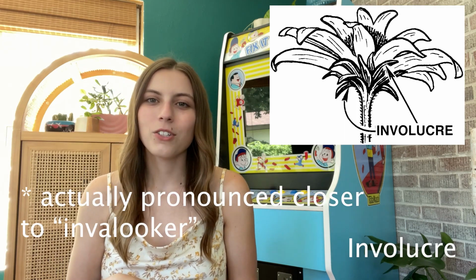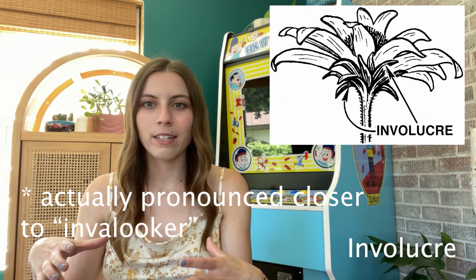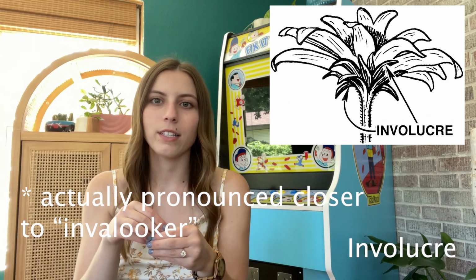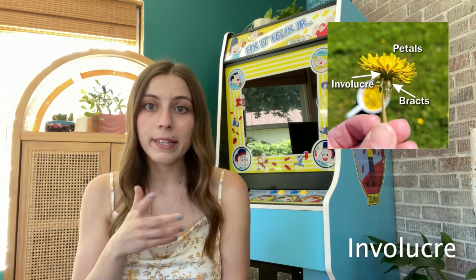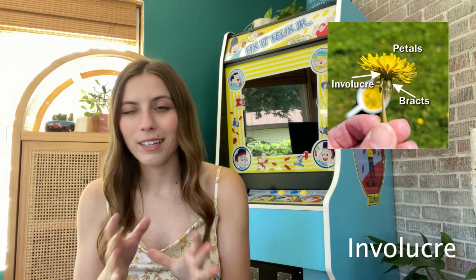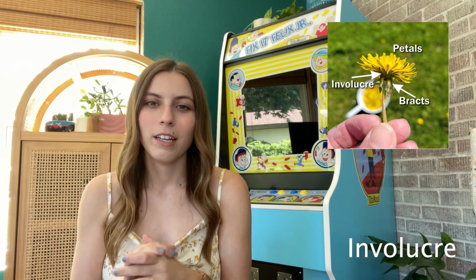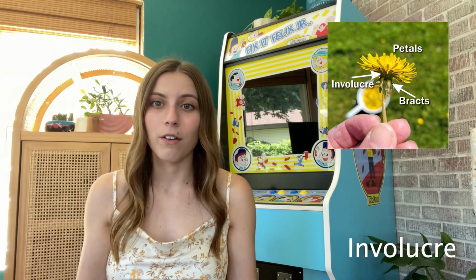Continuing on with the terms related to bracts is the involucre. The involucre is the term for the ring of bracts that is surrounding an inflorescence. One really common plant that this shows up with is the dandelion, which is a weed. So we're getting a little bit out of houseplant territory, but I wanted to call it out because it's a quintessential example of an involucre.